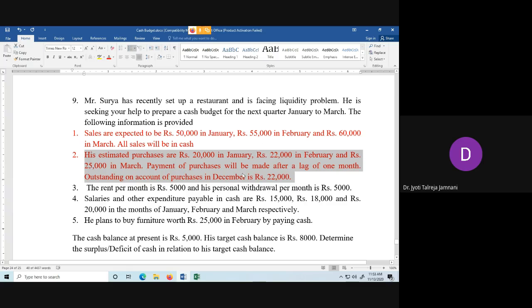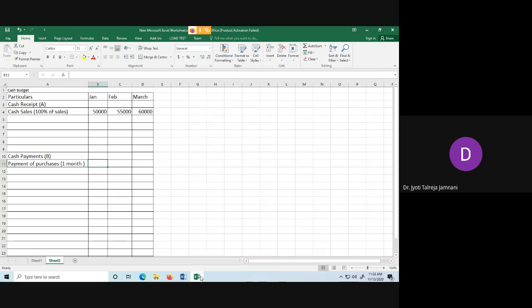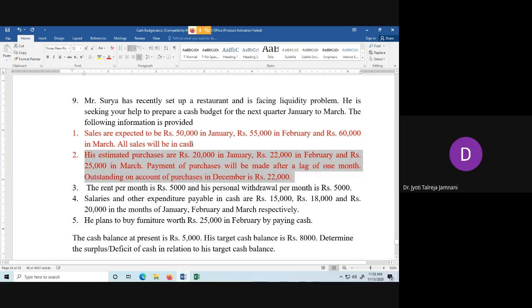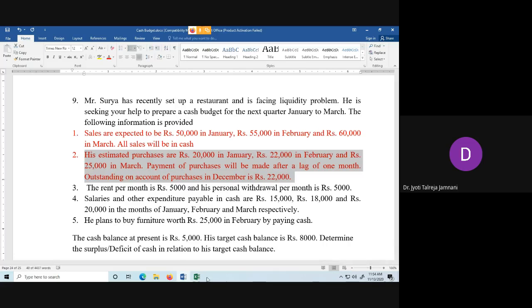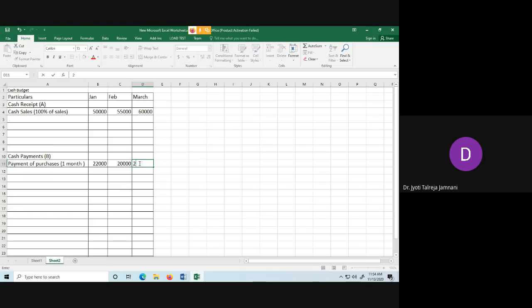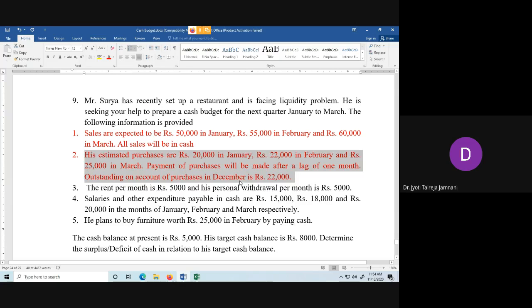So whatever you purchased in December, 22,000, we will be paying in Jan. What you purchased in Jan, 20,000, will pay it in Feb. And what you purchased in Feb, 22,000, will pay it in March. And 25,000 of March will go to April, but we are not preparing the budget for April, so we will not bother to take it here.